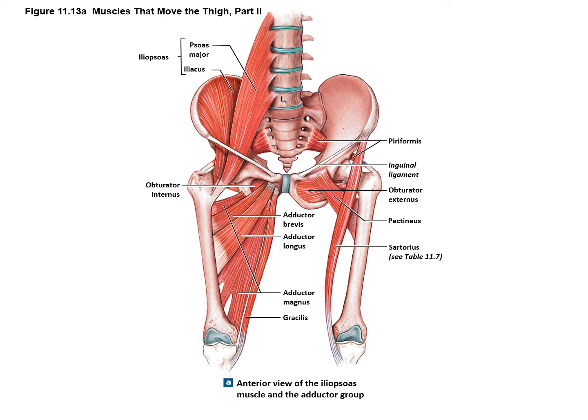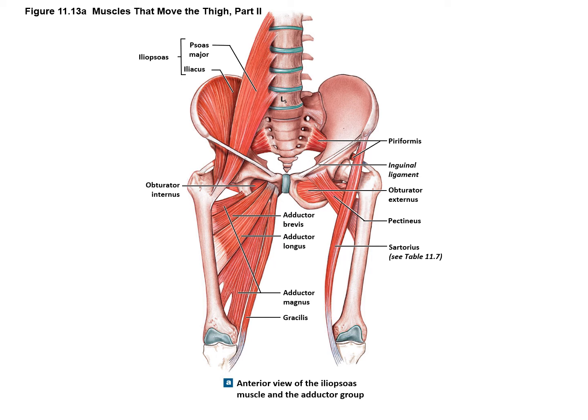The pectineus is another adductor that is going to originate on the pubis. Pectineus, adductor longus, magnus, and even brevis are going to originate at different points, but they all insert at the linea aspera. Gracilis actually goes a little bit further down and is going to insert at the medial tibia. All of these muscles are adductors, meaning their action is to adduct the thigh.